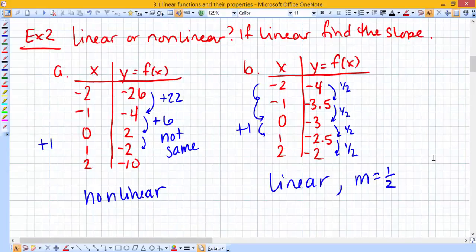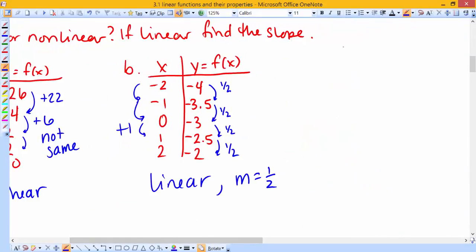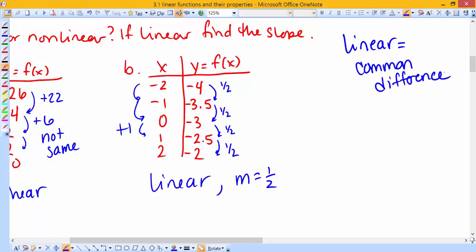All right, number 2, or example 2. Determining if something is linear or nonlinear. If it's linear, we have to find the slope. For something to be linear, so let me go off to the side and give you a definition. Linear has a constant or a common, this is how you guys are used to it, difference. So in Math 1, you start learning this terminology, a common difference. It's adding the same amount every time.